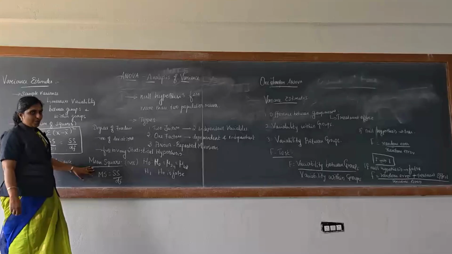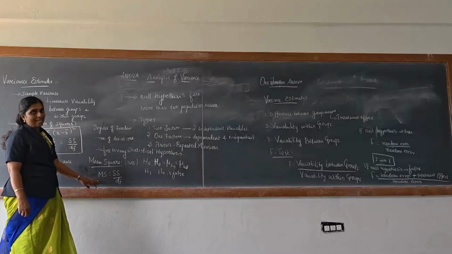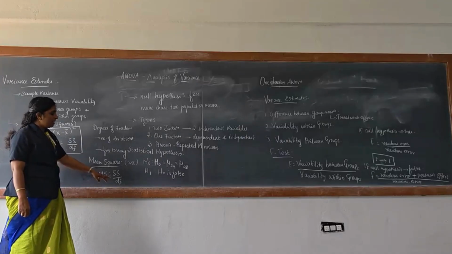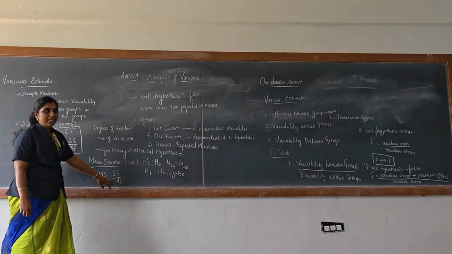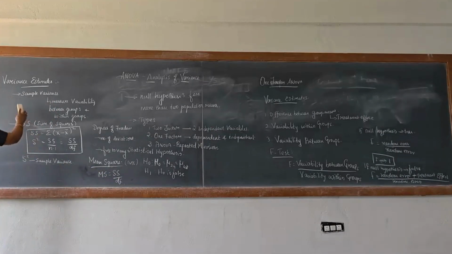Next is the mean square value. The mean square is one of the variance estimates. It is calculated by the sum of squares divided by degrees of freedom. Next we continue with the computational formula.